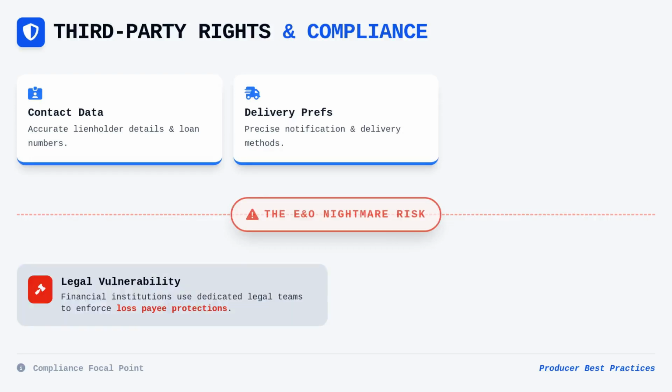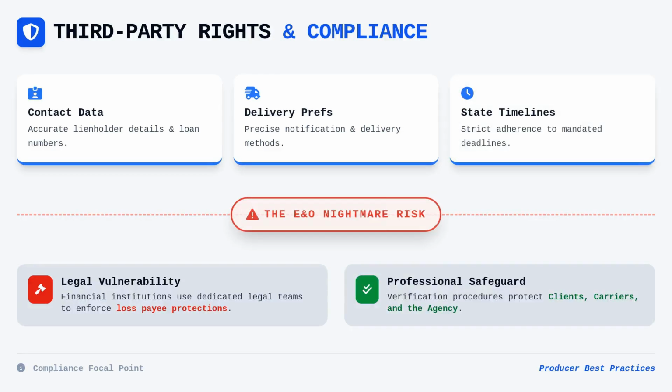Financial institutions have dedicated legal teams to enforce their loss payee protections, and they will hold the insurer or the negligent producer accountable if a fire or physical loss occurs on an uninsured property. Complying with state-mandated timelines and verification procedures is the only dependable method to protect your clients, your carrier, and your own professional practice.